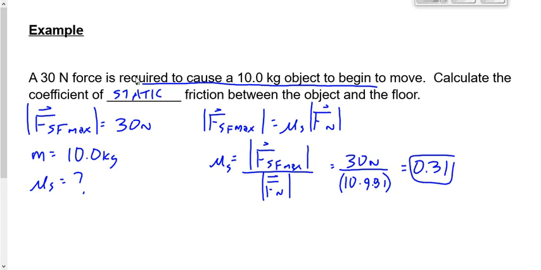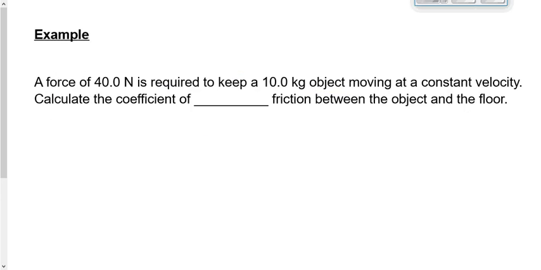Okay, let's have a look at another question. It's a little bit different, similar in terms of difficulty, but a little bit different in terms of how it's worded. This one says a force of 40 newtons is required to keep a 10 kilogram object moving at a constant velocity. Calculate the coefficient of blank friction between the object and the floor.